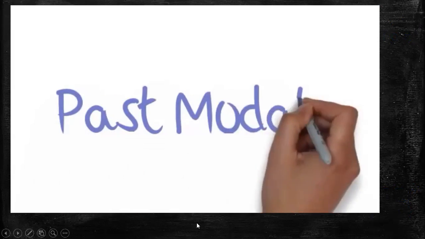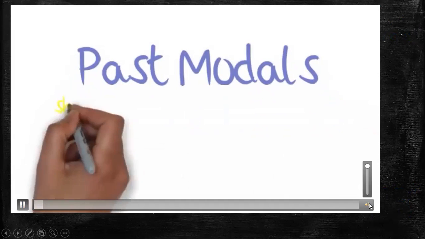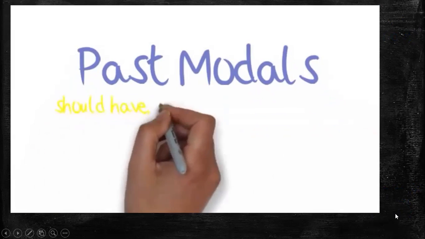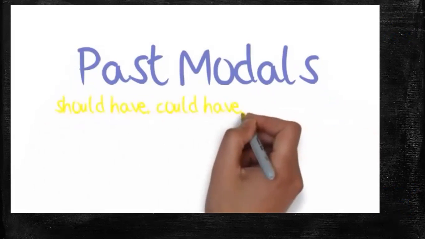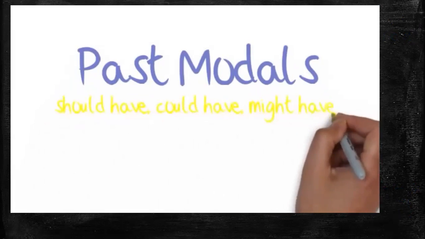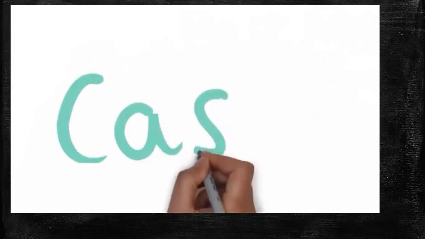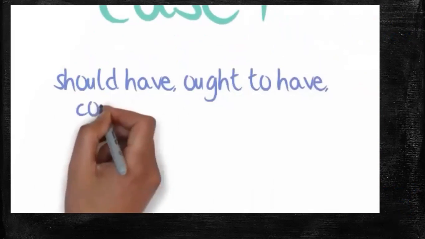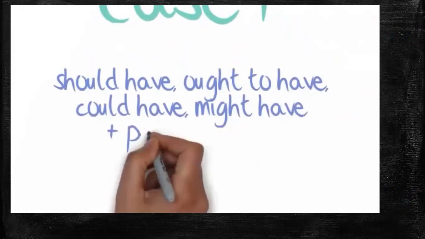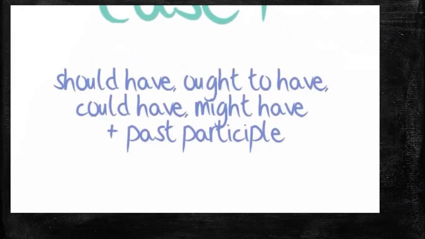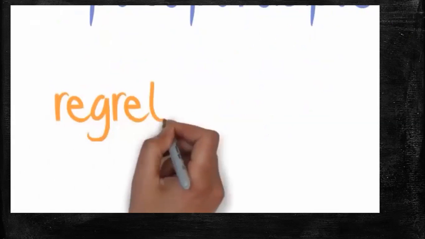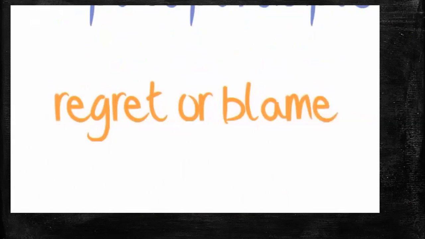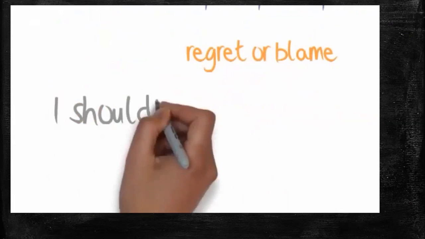Hello and welcome to my quick overview of past modals. You must have heard people saying should have, could have, might have, but what does it mean and when do we use it? Case number 1. We use should have, ought to have, could have, might have, plus past participle to talk about actions and states that were very good ideas in the past but did not happen. So basically, you're communicating a sense of regret or blame.